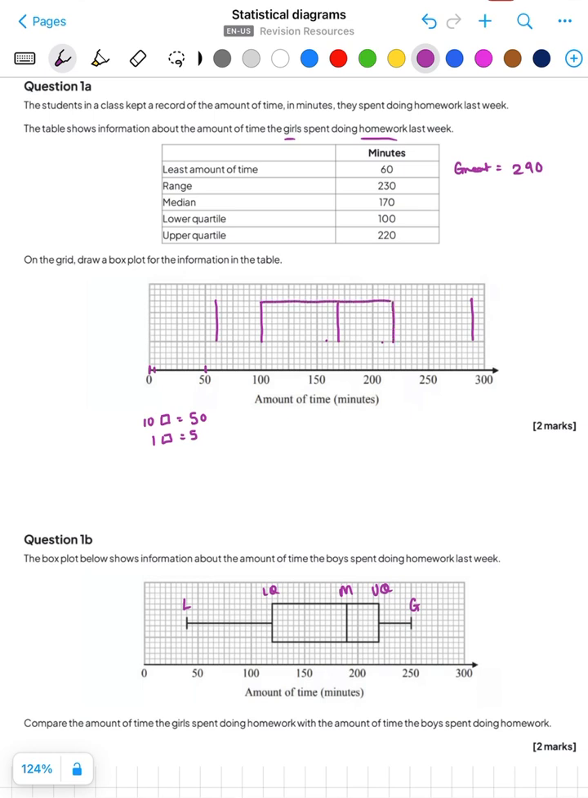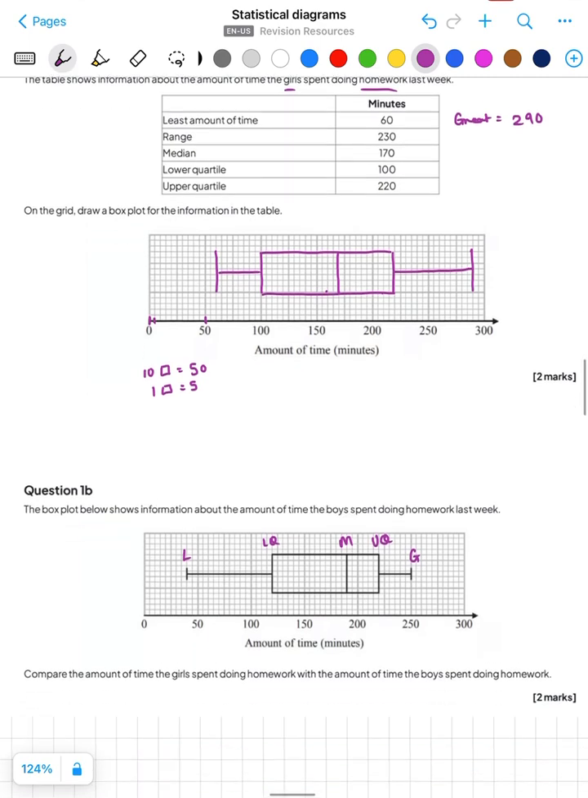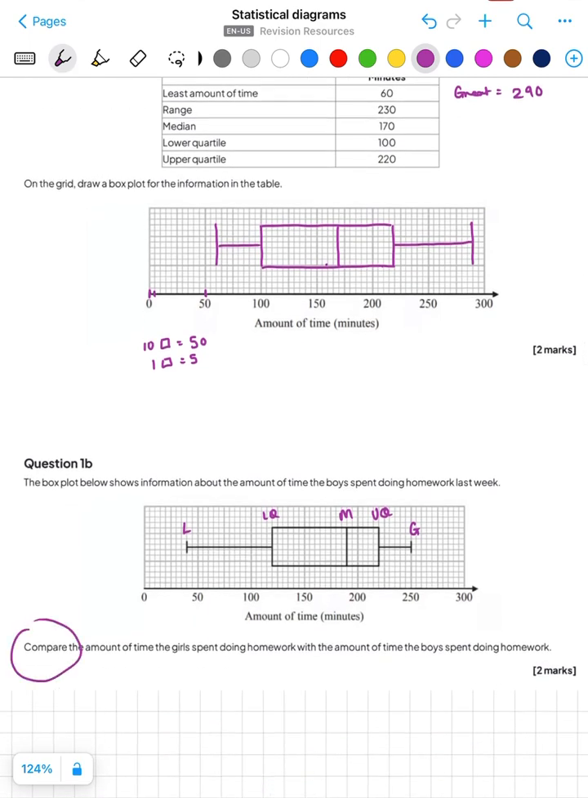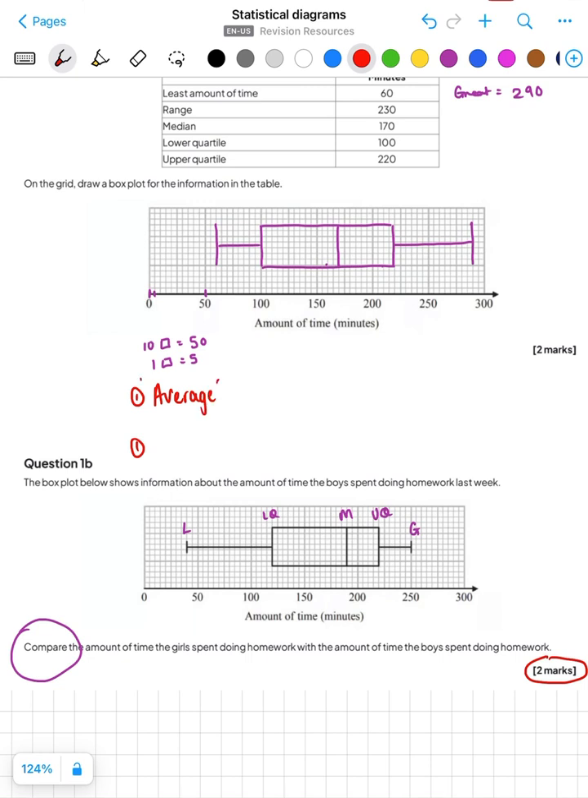We join the upper quartile, the median and the lower quartile with a box, and then we draw straight lines to join together our least amount and our greatest amount of time. Often questions we get are comparing distributions that are 2 marks. To get the 2 marks for this, we need to compare the average and we compare the spread. So what we're looking at to compare the average is the median.